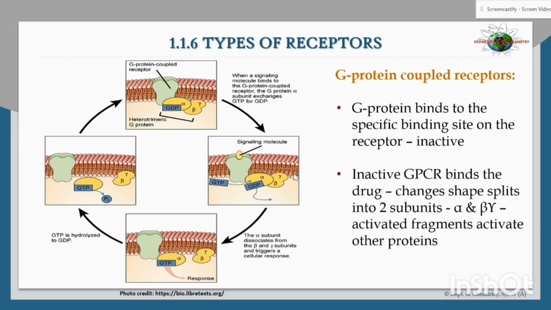Sometimes both the subunits are active. Sometimes one subunit is active and the other one is inactive. These activated fragments activate other proteins and generate the desired response. In the whole process, there is an exchange between GTP and GDP. Later, hydrolysis of GTP takes place so as to produce GDP.